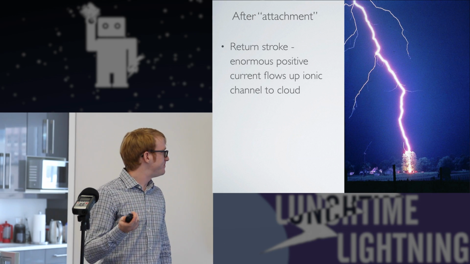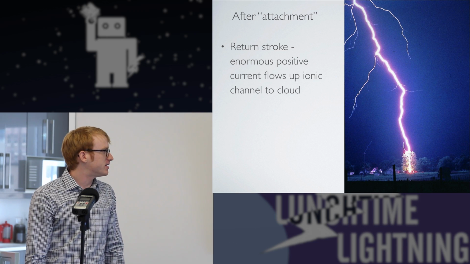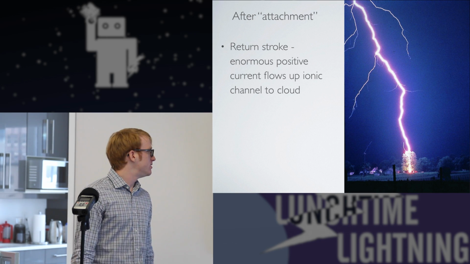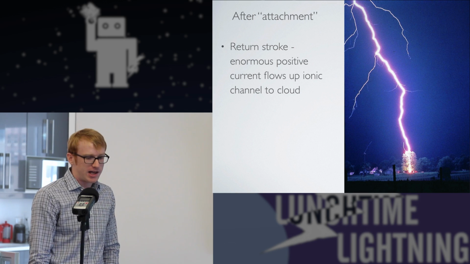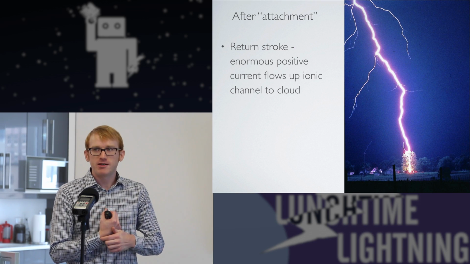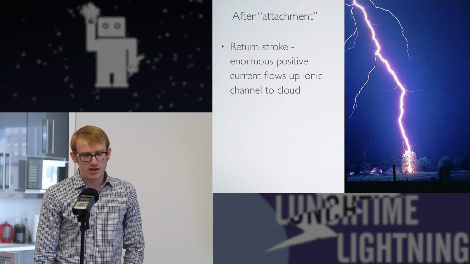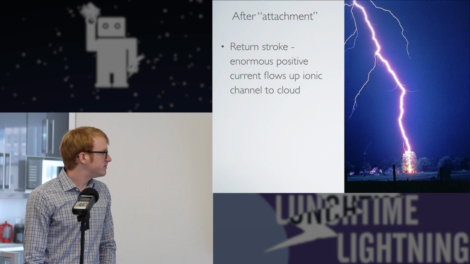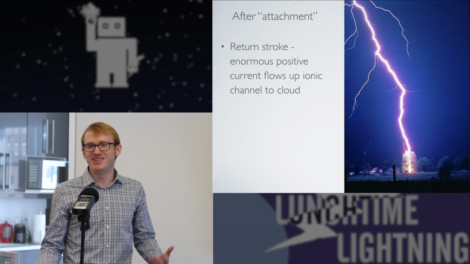So after attachment, we get the return stroke, which is the most noticeable part of the lightning. This is the point where we actually see the big flash. It's an enormous positive current that flows up through the ionic channel to the cloud. Return strokes average about 30 kiloamps for a typical cloud to ground flash. And the core temperature of the plasma can reach about 50,000 degrees Kelvin, which is pretty hot, I guess. I don't really know Kelvin, but it sounds hot.